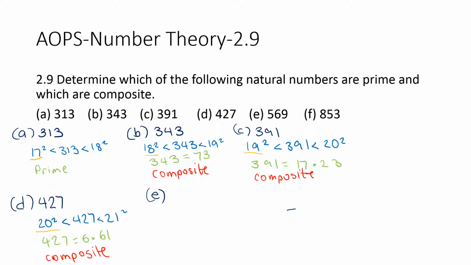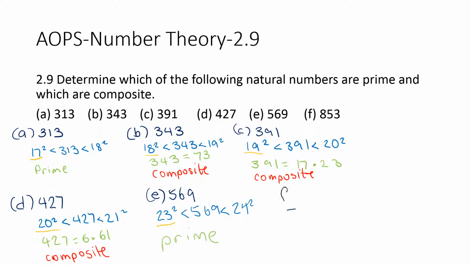E, 569. 569 is in between 23 squared and 24 squared. So we test all the prime numbers up to 23, and there's nothing under 23 that's a prime number that's a divisor of 569, so it's prime.